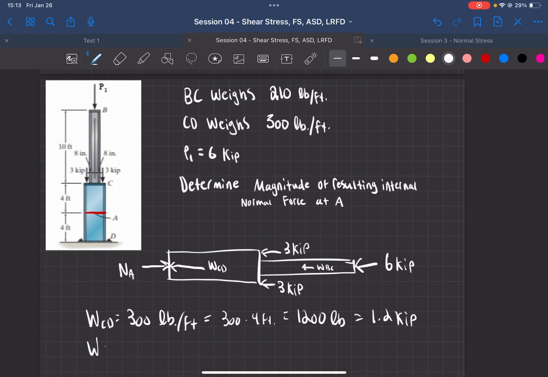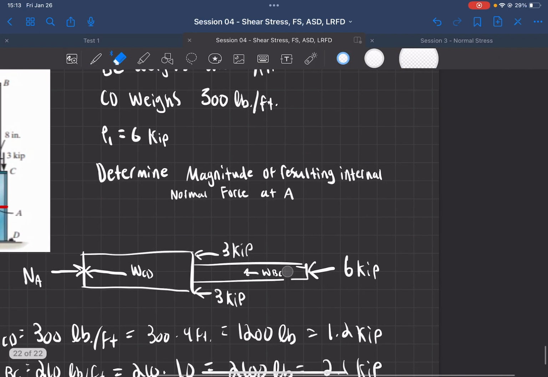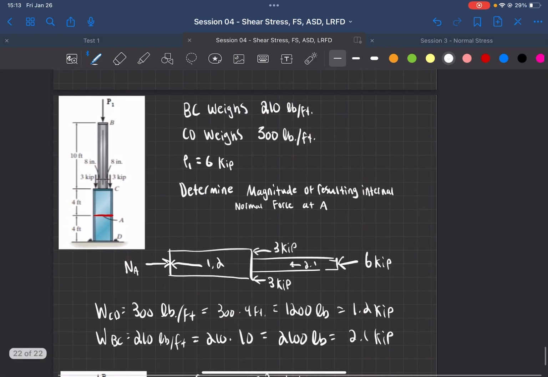And then the same process for BC: 210 pounds per foot times the whole distance, so that's 10 feet because that's our whole distance in the free body diagram. That gives 2,100 pounds, which is 2.1 kip. If we replace our variables with the values, 1.2 and 2.1, then we have a free body diagram that is very nice and easy to compute.